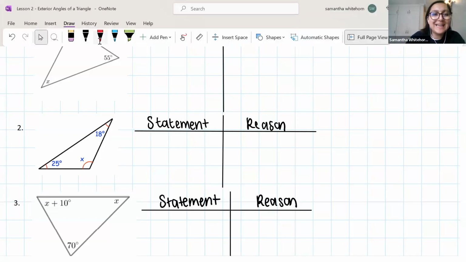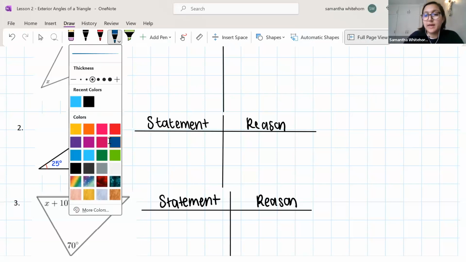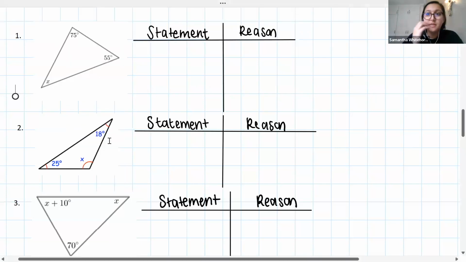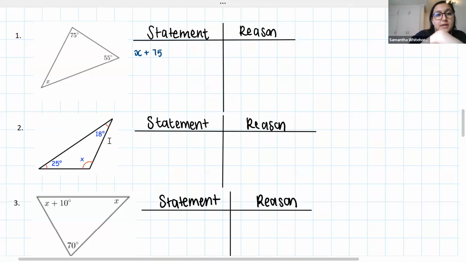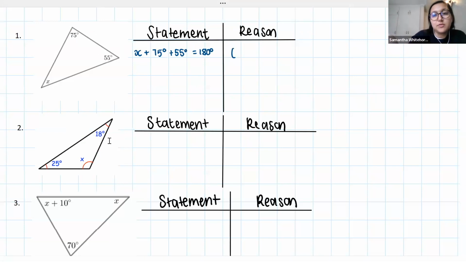So remember, any triangle that you work with, the interior angles will add up to 180. It doesn't matter what type of triangle it is: scalene, obtuse angled, right angled, isosceles, doesn't matter. It will add up to 180. So our statement for question 1 will be the fact that x + 75 + 55 degrees must give us 180. I've made a statement, so I must give a reason. Sum of angles in a triangle.